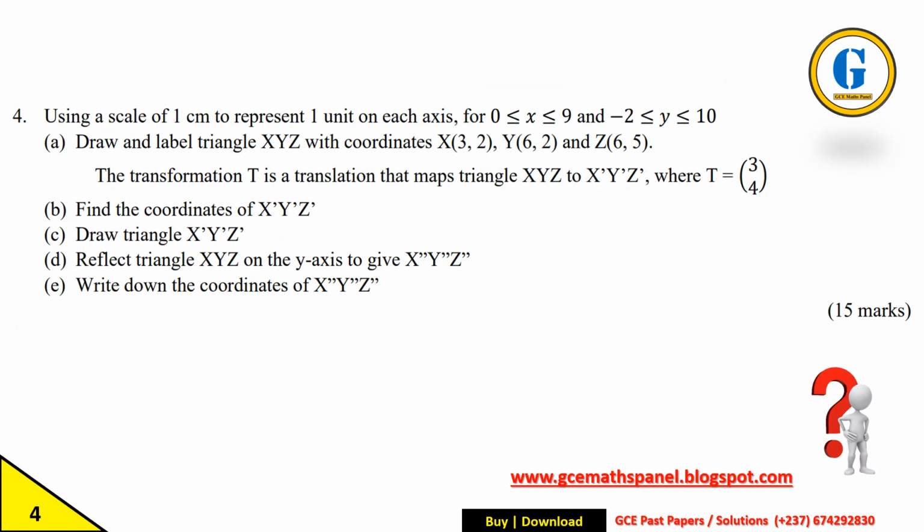So this brings us now to the last question. Question 4, which reads, using a scale of 1 centimeter to represent 1 unit on each axis for 0 less than x less than 9 and minus 2 less than y less than 10, draw and label triangle XYZ with coordinates X(3,2), Y(6,2), and Z(6,5). The transformation T is a translation that maps triangle XYZ to X prime, Y prime, Z prime, where T equals (3,4). Find the coordinates of X prime, Y prime, Z prime. Draw the triangle X prime, Y prime, Z prime. Reflect triangle XYZ in the y-axis to give X double prime, Y double prime, Z double prime. Write down the coordinates of X double prime, Y double prime, and Z double prime.